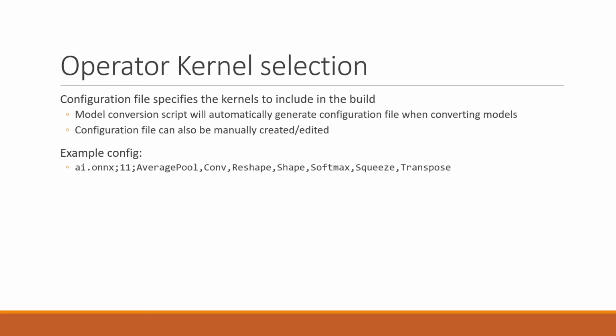When selecting the operator kernels to include in a build, a configuration file is used. The model conversion script can automatically generate this configuration file from the models you convert, or alternatively, it can be manually created and edited. As you can see from this example configuration, the syntax is quite simple with the domain, the opset, and the operator names.